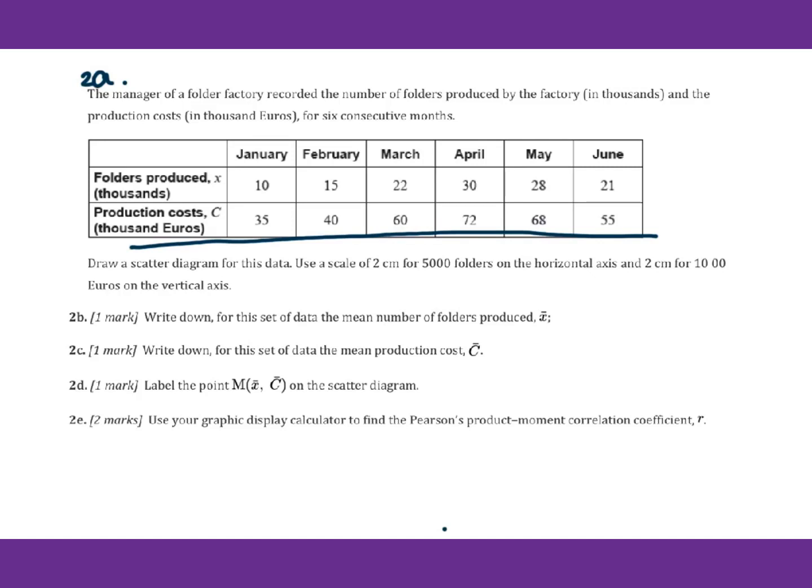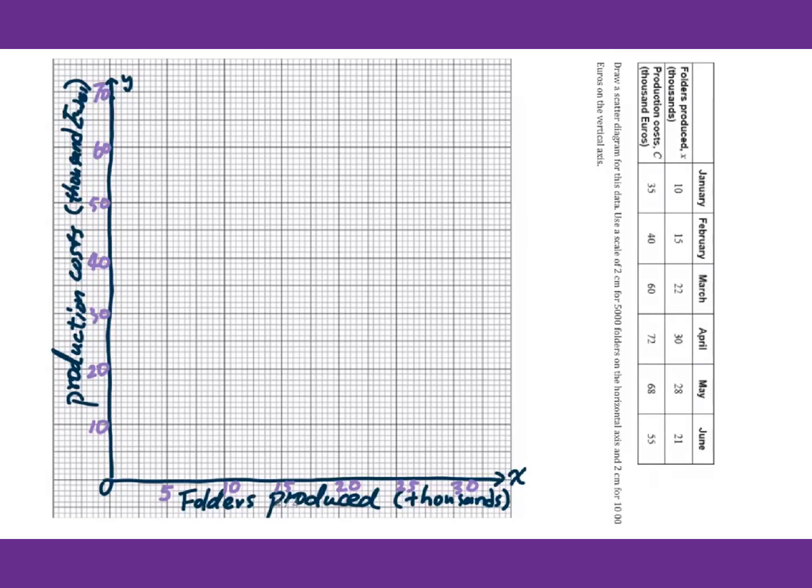Draw a scatter diagram for this data. Use a scale of 2 cm for 5,000 folders on the horizontal axis and 2 centimeters for 1,000 euros on the vertical axis. Remember, when you set up the x-axis and the y-axis, you have to write down the name and also the units. The name and the units are very important.